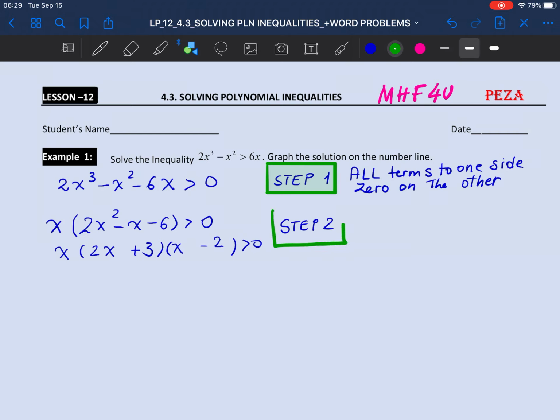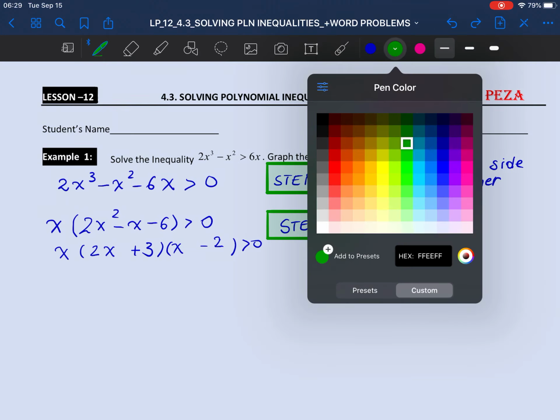And we'll write our step 2. Let me make it a perfect rectangle. Okay. So factor completely.